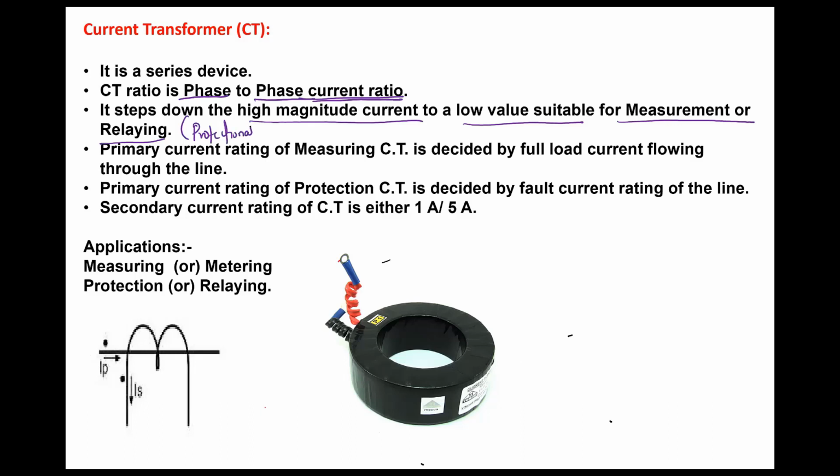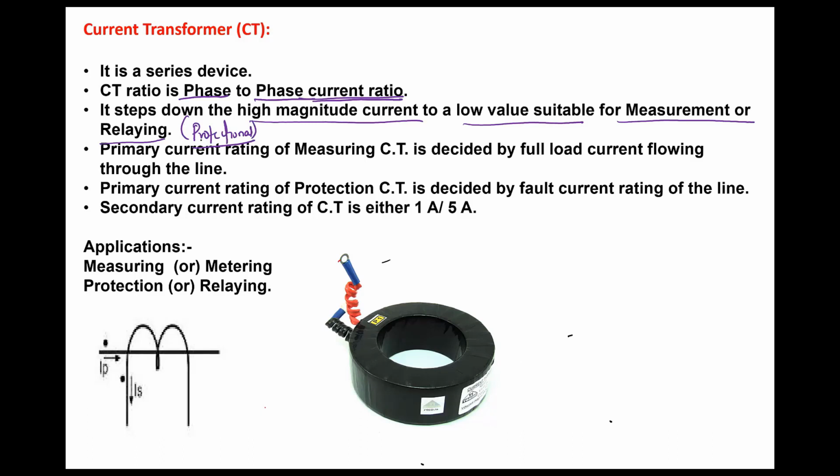So relaying means, instead of connecting it to ammeter, we are connecting it to relay. So why are we connecting it to relay? Relay will make some decision, either to trip the circuit. Relay is basically used for protection. So relaying is also called protection.